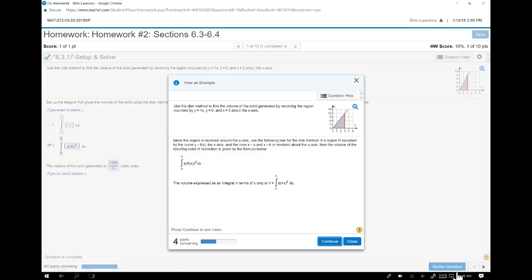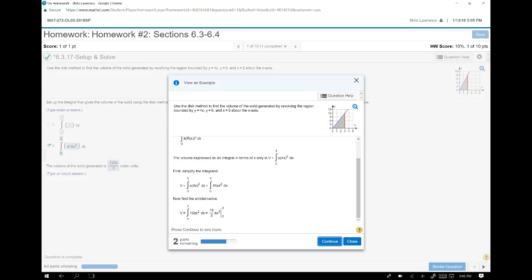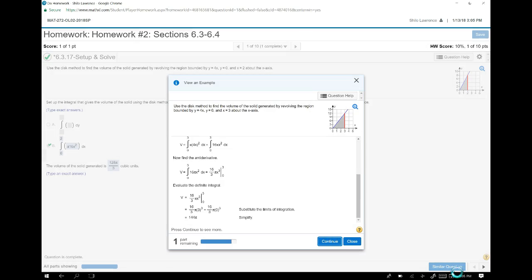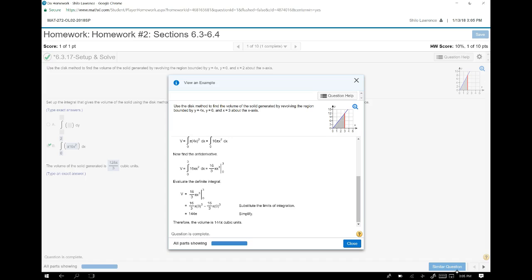So again, it's interactive, usually. They've set up the integral. They have gone ahead and squared their 4x, and then they found their antiderivative, and they plugged in the 3 and the 0, and they've subtracted, and they found the volume.